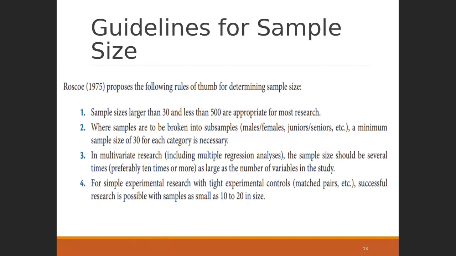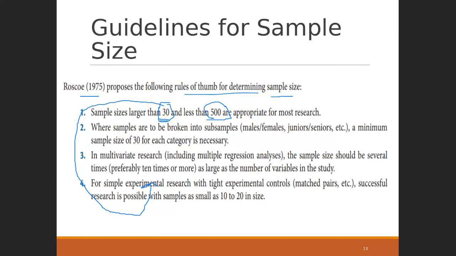And there are other guidelines as well. For instance, Roscoe in 1975 proposes these rule of thumbs for determining sample size. They say that minimum sample size could be 30 and between 500 and 30. Well, usually the 30 sample size is basically for experimental research. I would say that in each condition of experimental research, you can afford to have 30 subjects, but if you're conducting a quantitative research based on surveys, then 30 would be very less because you cannot run lots of statistical tests based on this number.